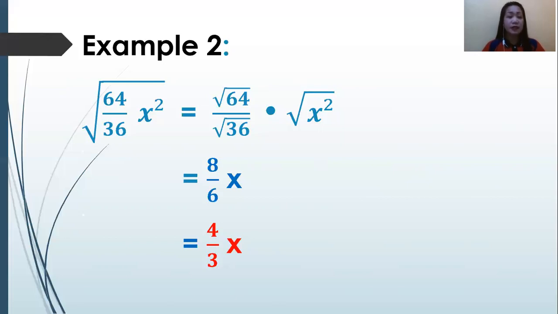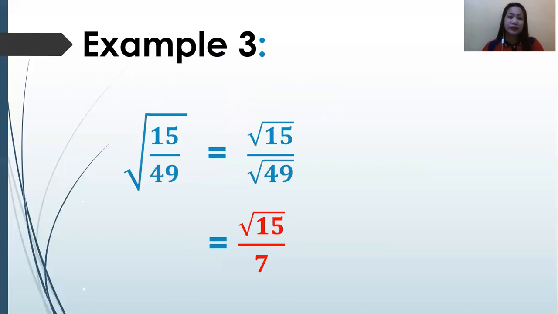But look, 8 over 6 can be simplified. It is divisible by 2. So 8 divided by 2 is equal to 4, and 6 divided by 2 is equal to 3. Therefore, our final answer is 4/3 x. Example number 3. We have square root of 15 over 49. Square root of 15 is not a perfect square, but the square root of 49 is equal to 7. Therefore, our answer is square root of 15 over 7.